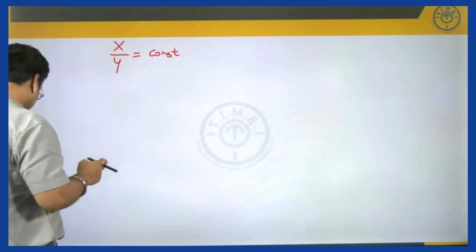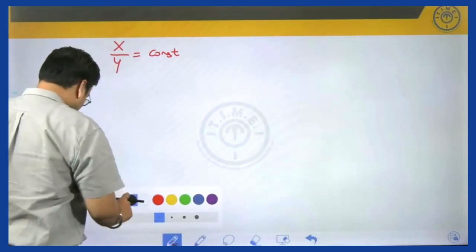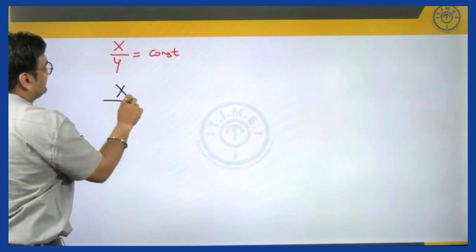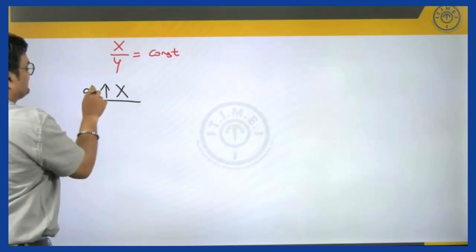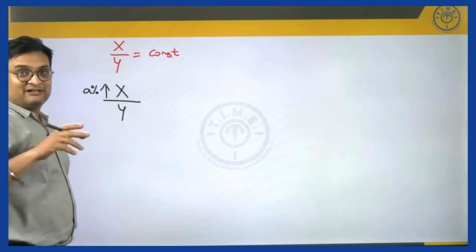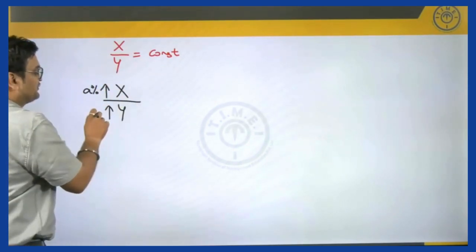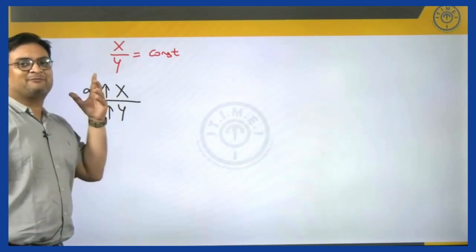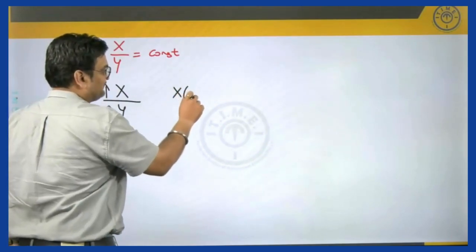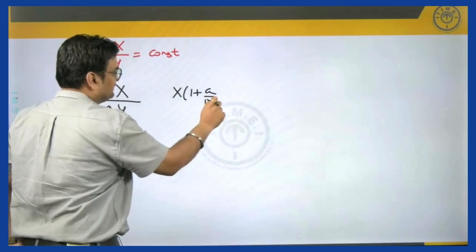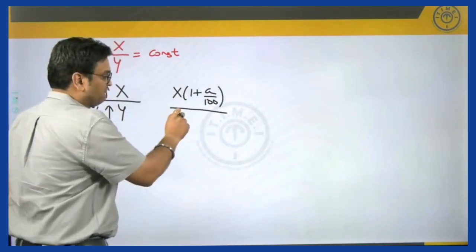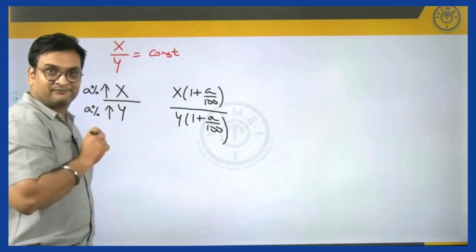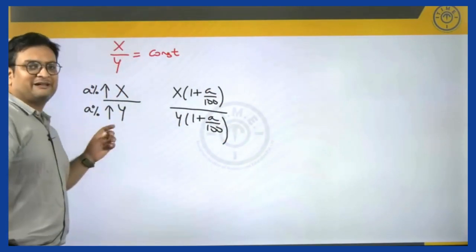In this case, if you notice that the variable X is increasing by some A percentage, how should Y change such that the ratio remains constant? Y will also increase by exactly the same percentage, isn't it? Think about it. If X increased by A percentage, it will become X into 1 plus A by 100. Now, in order to keep the ratio constant, Y should also become Y into 1 plus A by 100, because eventually this cancels out. So for that to happen, Y should also grow by exactly A%.